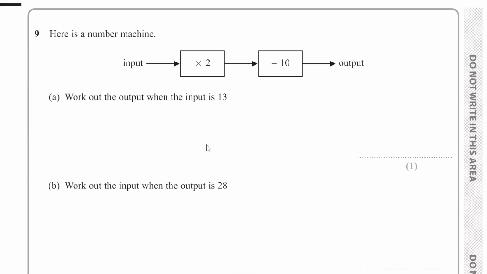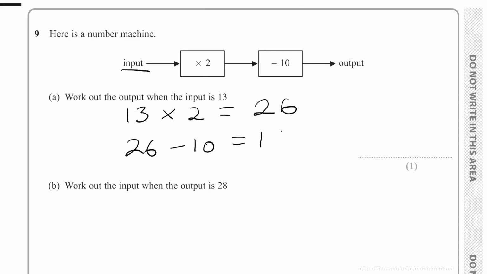Question 9. Here's a number machine. Work out the output when the input is 13. So we're going to put a number into the machine, times it by 2, take away 10, and then get a number out. So if we put 13 in, we're going to times it by 2 to get 26. Then we're going to take away 10, which is 16.